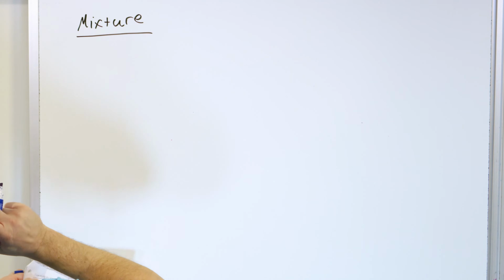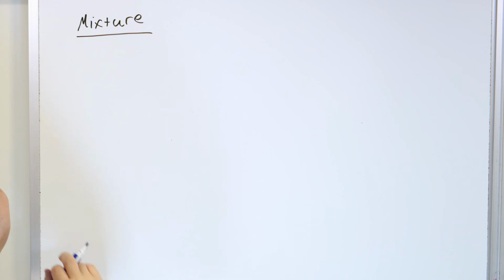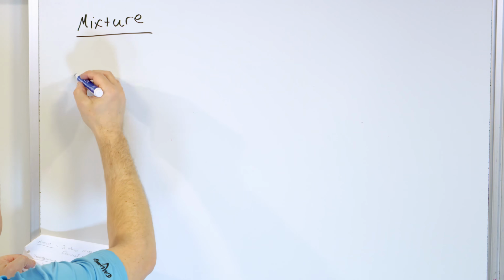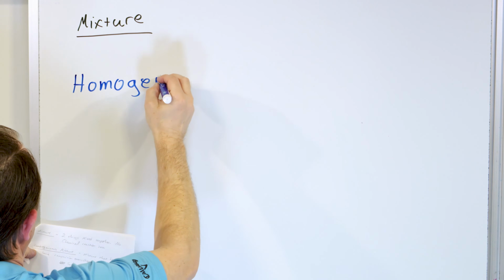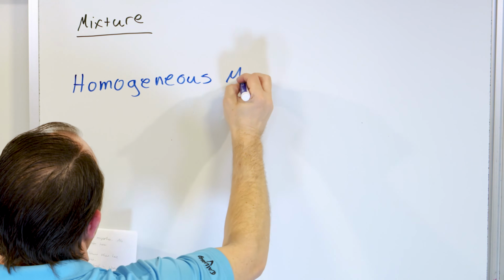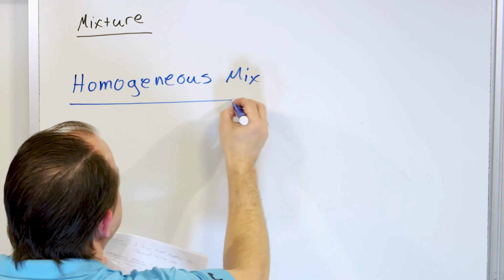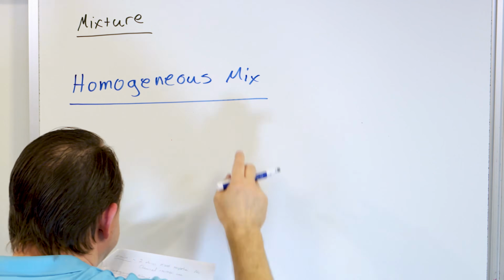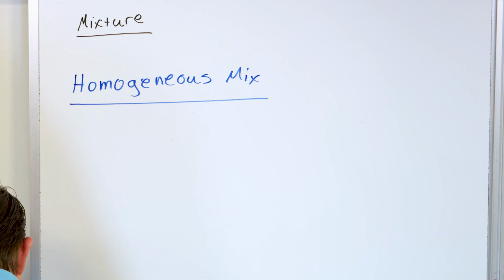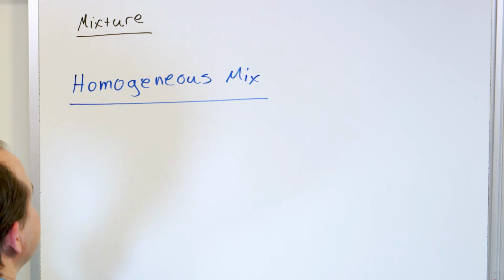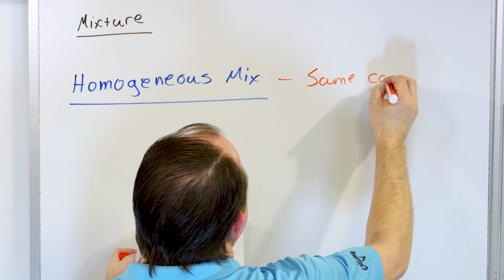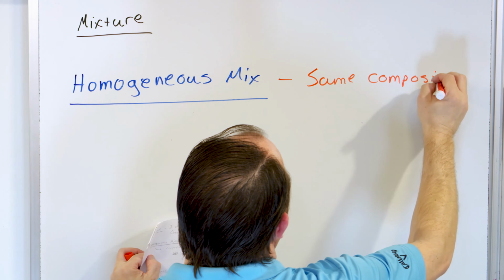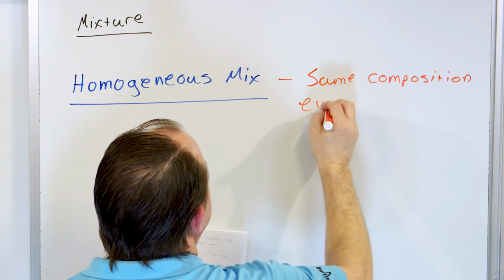Before I give you examples, let me give you examples of the different kinds of mixtures, and then we'll give specific examples, right? We have two different kinds of mixtures. The first one is a homogeneous mixture. Homo means same. Homogeneous mixture means that the mixture that you have has the same composition everywhere.